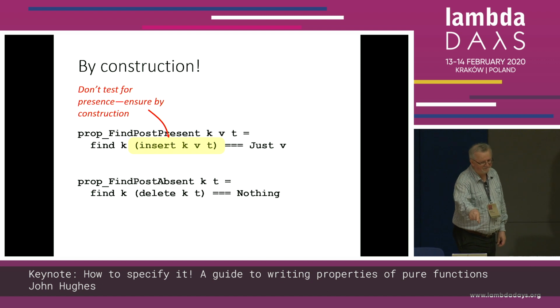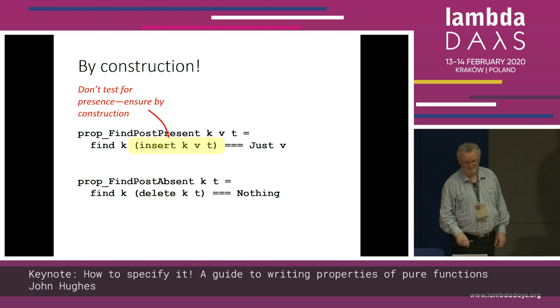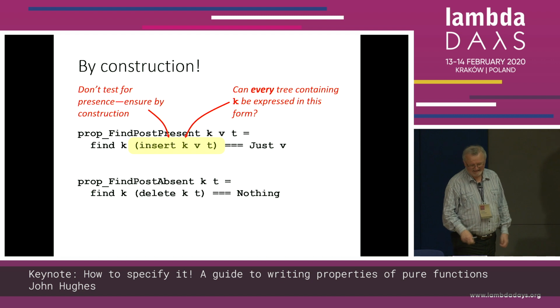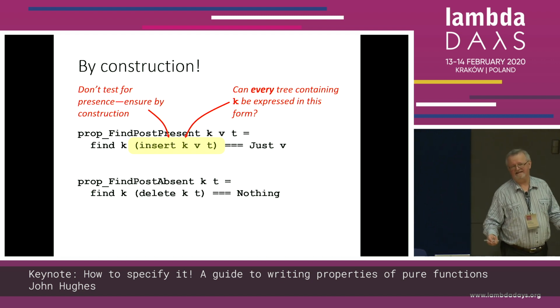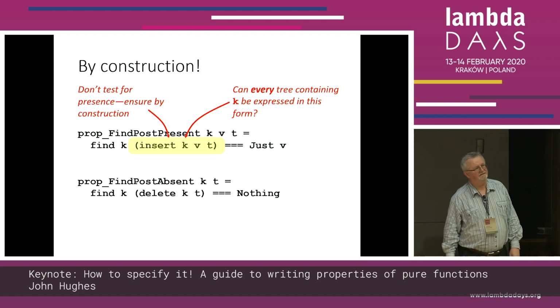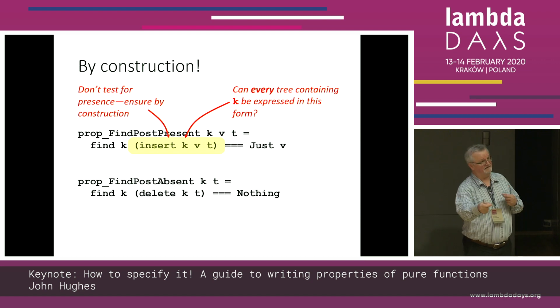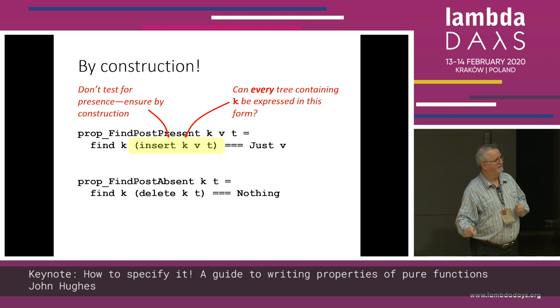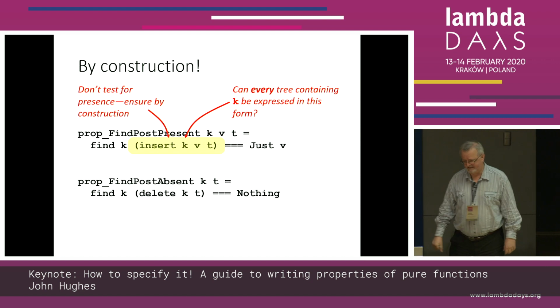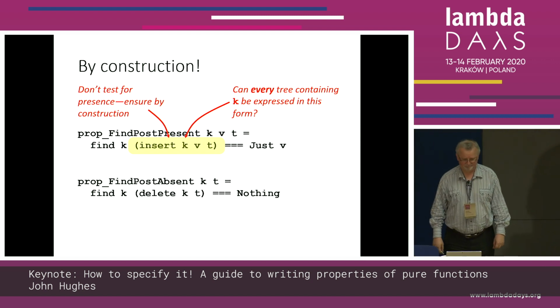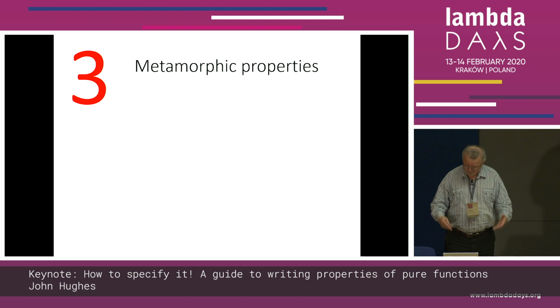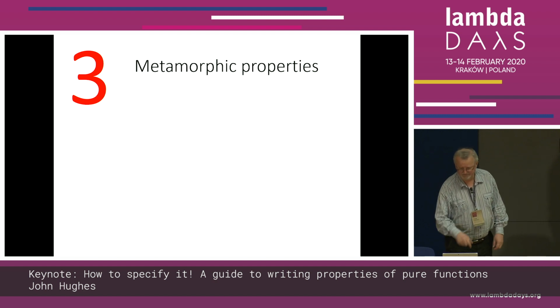There is still a reason to be suspicious of that first property, for example. And that is, it's supposed to test find in every case where the key is present in the tree. But how do I know that every tree containing k can be constructed by calling insert with k? Maybe insert only puts keys in particular places in the tree. So maybe I'll miss some important tests by writing the postcondition this way. Well, if so, yeah, that's a problem, but we're not going to solve it here.